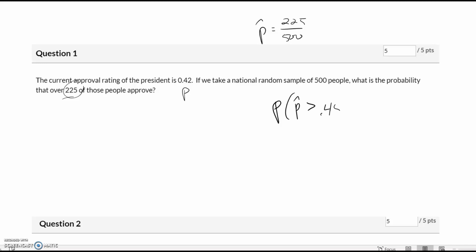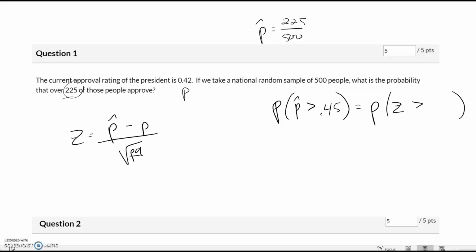So the probability that p hat is greater than that is similar to those z-score probability questions we did before. We just need a z-score that goes with that, right? So I need the probability that z is greater than something, and that z should be given by this formula: p hat minus p over the square root of p q over n.